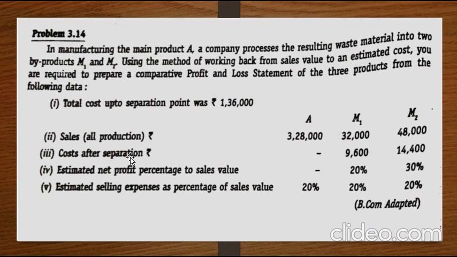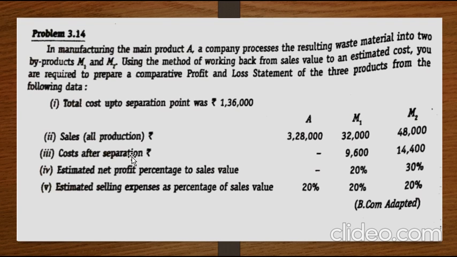Total cost up to separation point was rupees 1,36,000. Sales all production for A, M1 and M2. So A is your main product, M1 and M2 are your byproducts. The main product sales value is 3,28,000. The byproducts you have got from the main product, M1 and M2, are 32,000 and 48,000.